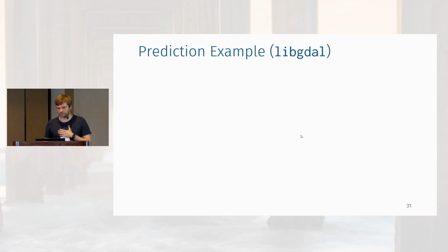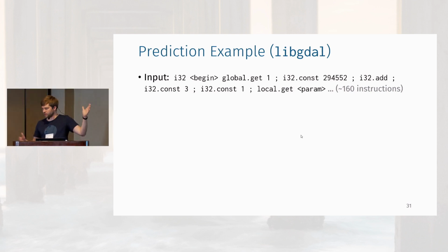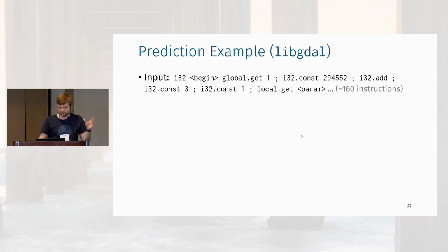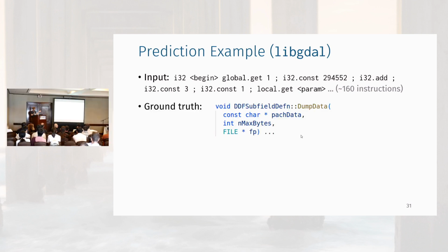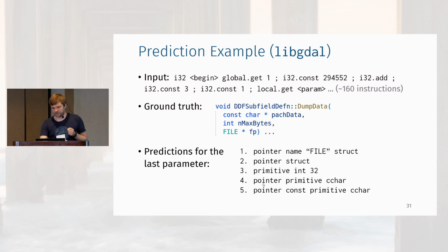All right, and finally, let me show you an example, to convey a bit of the intuition about how it would work. So say this would be a concrete input that we give to the model. It starts with the low-level type of the particular parameter. It then lists a couple of instructions, roughly 160 of those, and you give those to a neural machine translation model. And then the ground truth, the actual C source code, the model obviously doesn't get it, but it's useful for us as humans to see how well it fares. The particular parameter we are predicting here is this file handle, the last parameter of this function.